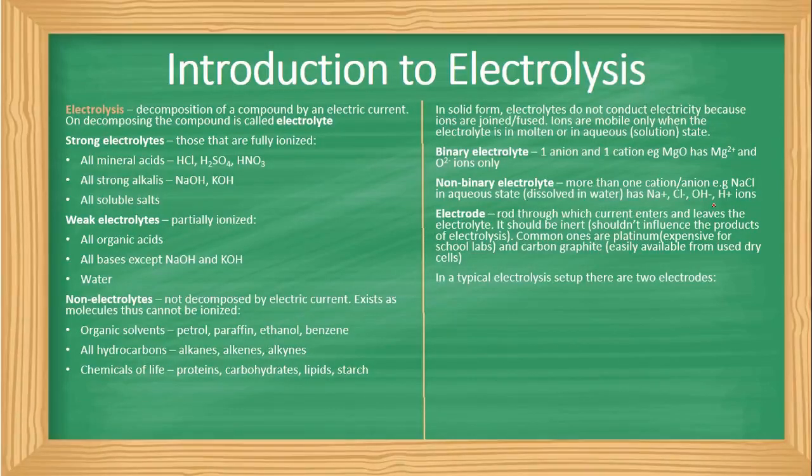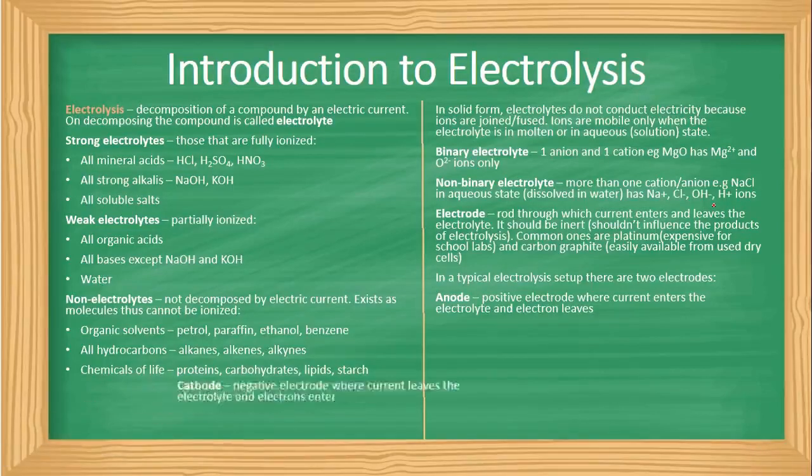In a typical electrolysis setup, there are two electrodes. There is the positive electrode, we call it the anode, and this is where the current enters the electrolyte, and this is where electrons leave the electrolyte. We will be able to discuss this in a short while, but what you need to note is that the anode is the positive electrode, and this is where current enters, and this is where electrons are discharged.